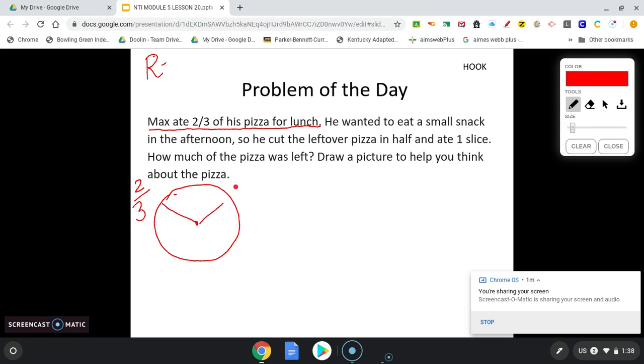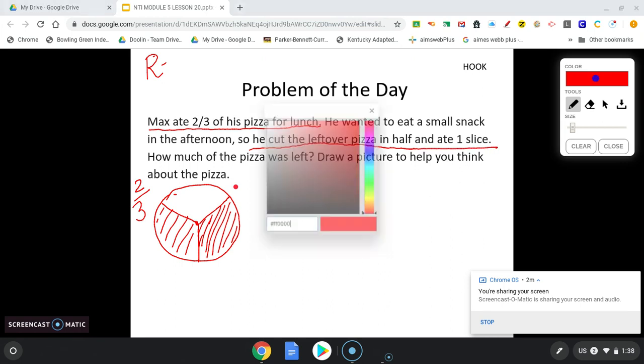So I put a little dot in the center to help me to draw these 3 equal parts and make sure that each part is the same. Now he ate 2/3, so we're going to shade in 2/3 of this pizza. So I'm going to do that now. So there's 1/3. And now I have shaded in 2/3 of this pizza. Let's keep going. What else is important? Oh yeah, he wanted a small snack, so he cut the leftover pizza in half and ate one slice.